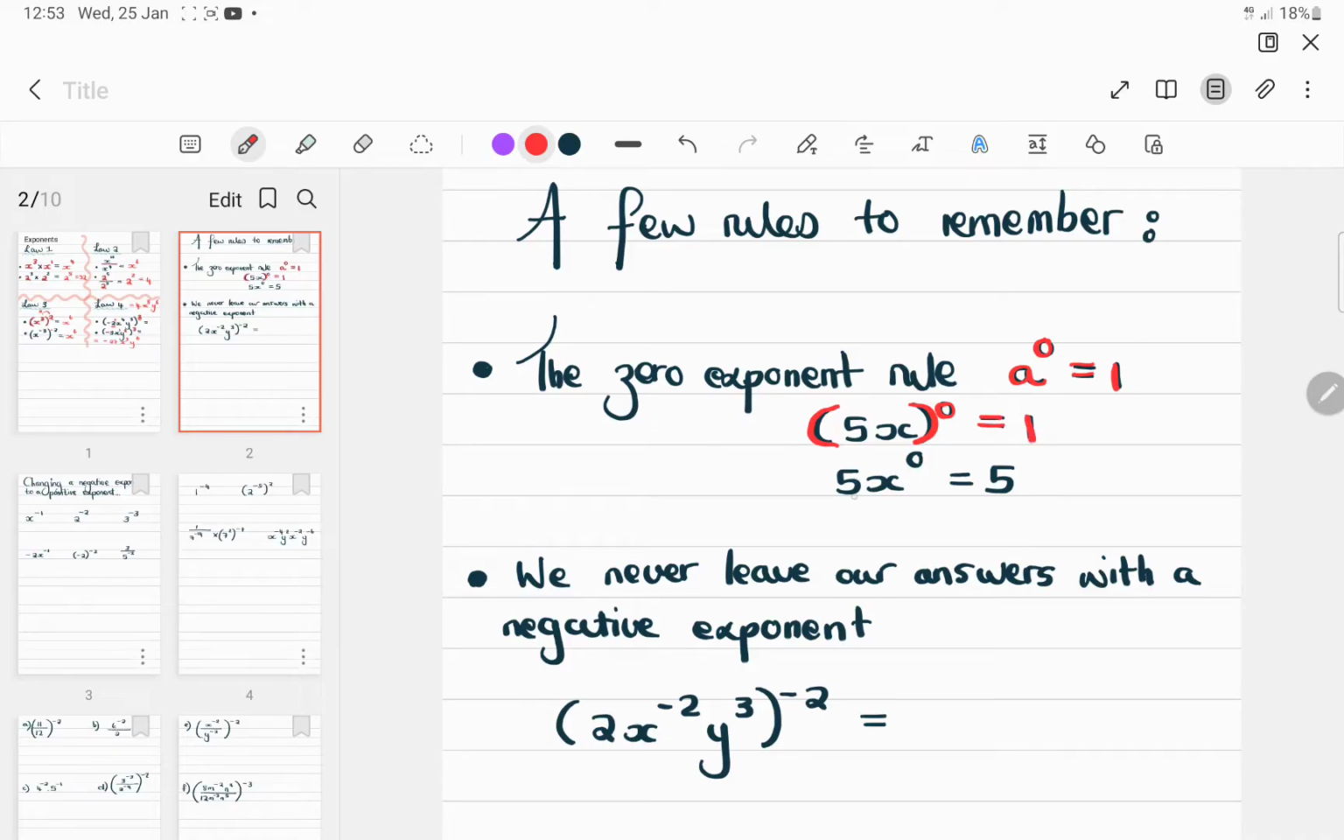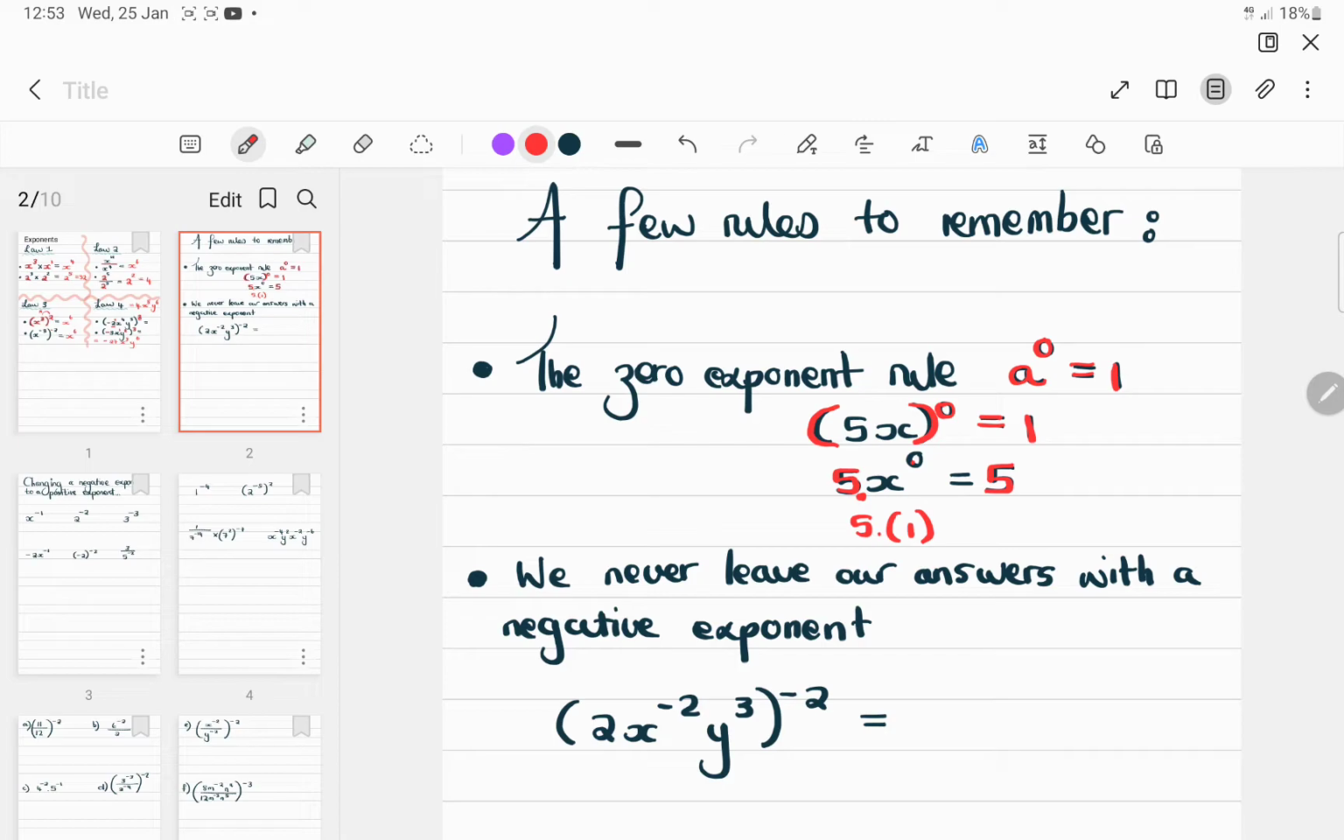And over here, just be careful, it's 5 times x. So remember, when they're standing next to each other, they're vibing, they're multiplying. So you keep the 5 and the x to the power 0 becomes 1. And 5 times 1 gives you that 5.